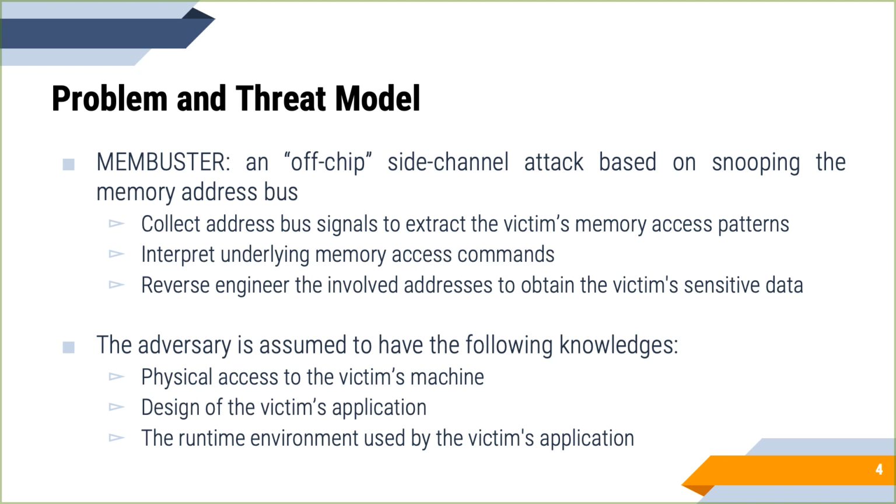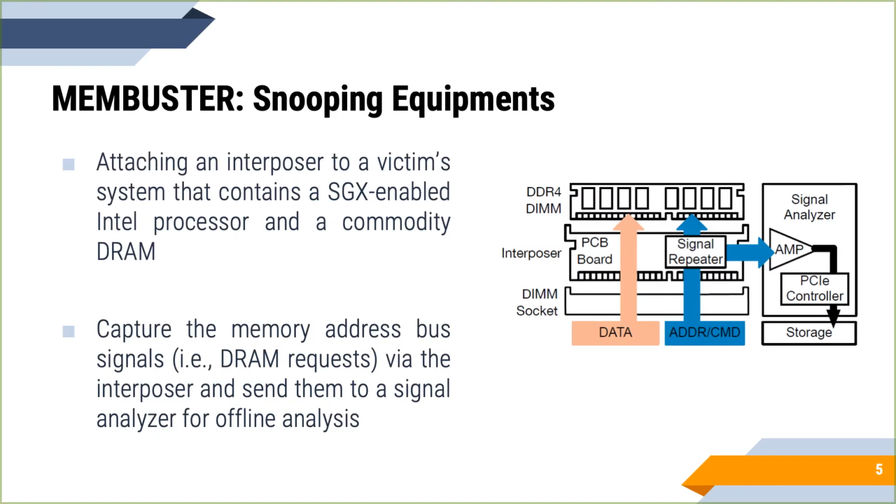The adversary is assumed to have the following knowledge. They have to have physical access to the victim's device in order to do this snooping. And they need to know well about the victim's application as well as the runtime environment. So the adversary needs to go over the apps the victim uses, maybe go through the source code, or even reverse engineer them by themselves. The runtime environment can include whatever libraries the victim uses or the OS they run their applications on.